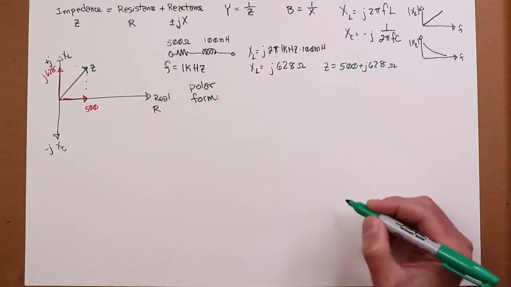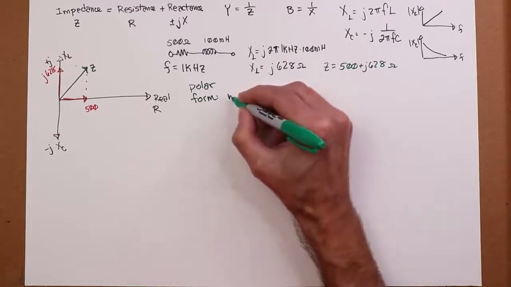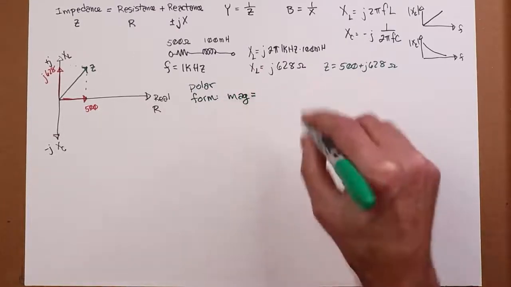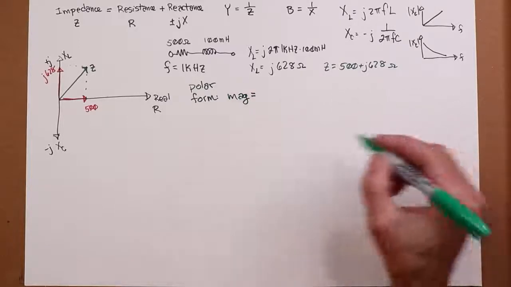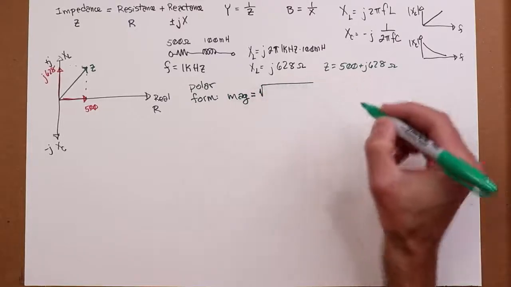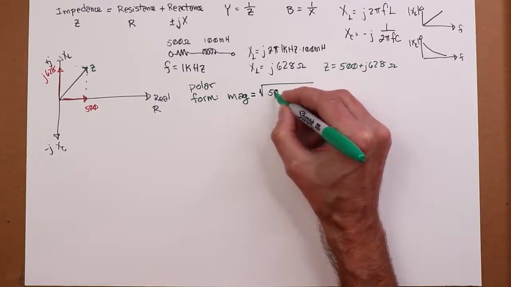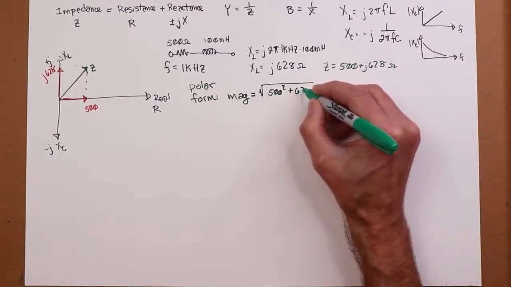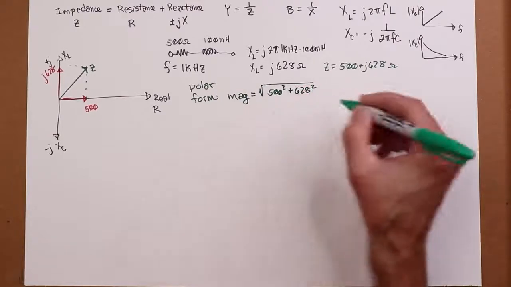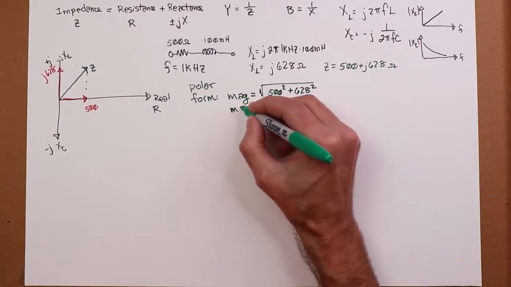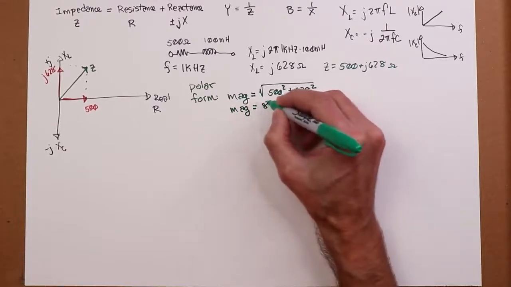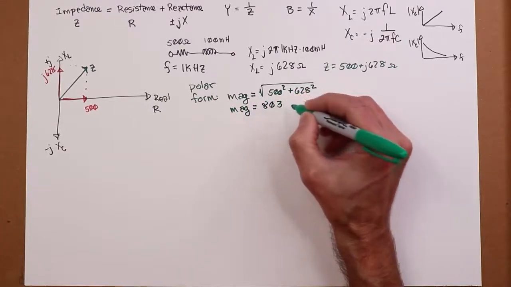And we looked at that in a preceding video, right? To get the magnitude, we can just use the Pythagorean theorem. So take the square root of 500 squared plus 628 squared, right? And that result will get you 803 ohms.